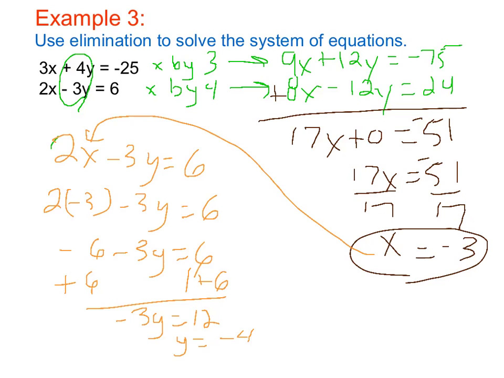As we write our solution, we're going to put the x first, the y second, so we're going to have the solution of negative 3, negative 4.